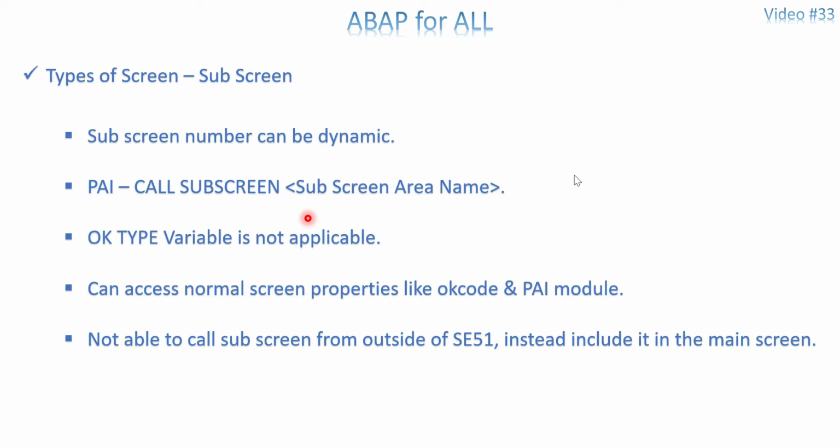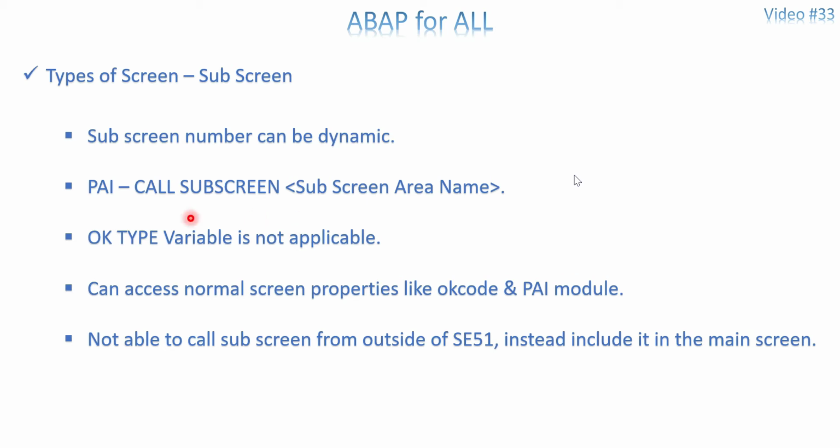If you want to read some value from your subscreen component, then you need the syntax call subscreen, area name. That's it. No need to include your subscreen number and all. This comes under PAI, also in SE51. Suppose your subscreen doesn't have any component enabled for user input and it's only for display purposes, then this call subscreen is not required. If you don't use this, I will show you what happens.